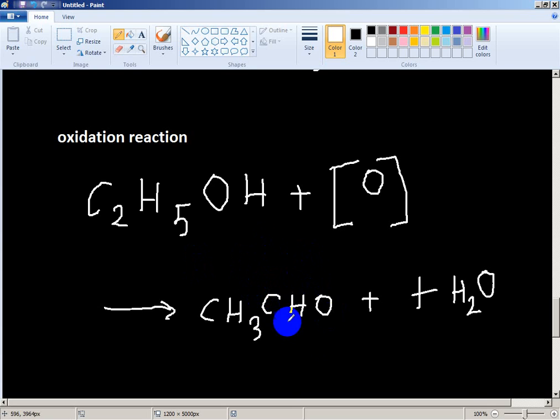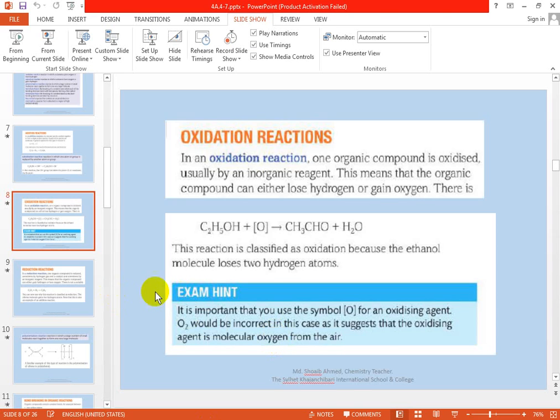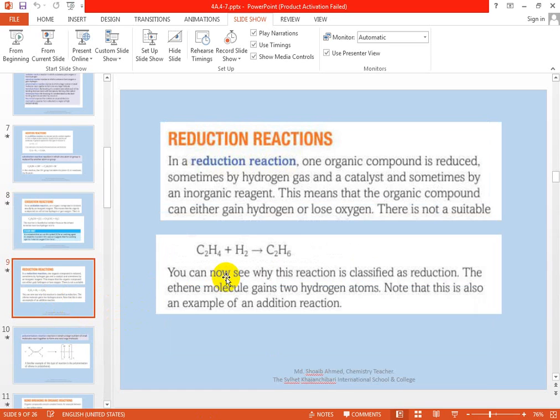Hydrogen is lost here and oxygen is added, so this is the oxidation reaction: oxygen added and hydrogen lost. Here there were 5 hydrogens, now there are 4 hydrogens, so this is an oxidation reaction, oxygen added. Reduction reaction.